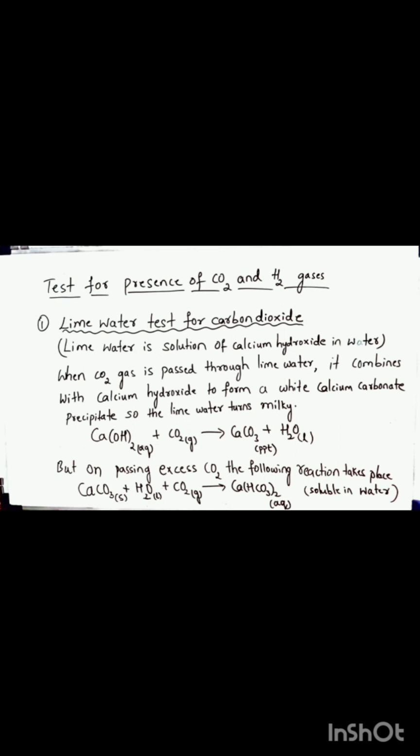So, once you get carbon dioxide gas and you pass it through the lime water, it will turn the solution milky because of the formation of calcium carbonate precipitate. So once the lime water turns milky, it shows that there is a presence of carbon dioxide gas. Also, when you pass excess carbon dioxide through the lime water, the excess carbon dioxide will react with calcium carbonate to form calcium hydrogen carbonate, which is soluble in water. Again, the lime water will become clear.